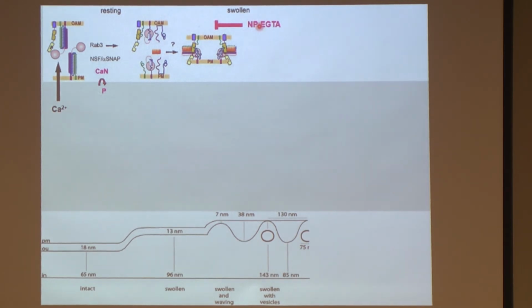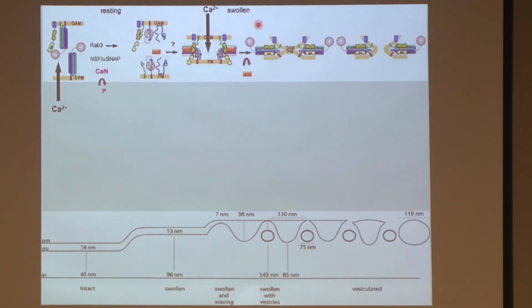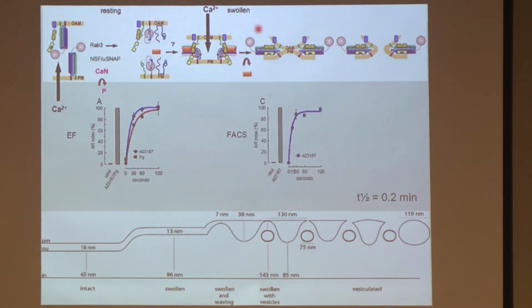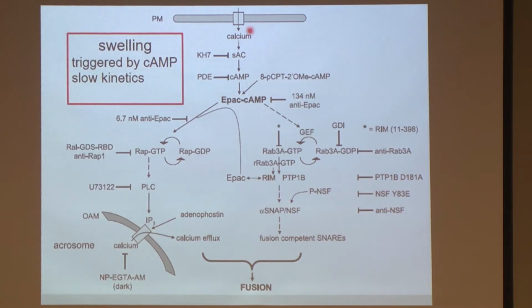So we can illuminate, and that is light sensitive. We destroy the inhibitor, and we can measure what is the kinetics of the last part. And the kinetics of the last part is very fast, about a few seconds. So our conclusion is that the swelling has a slow kinetic that is consistent with the slow kinetics of exocytosis.